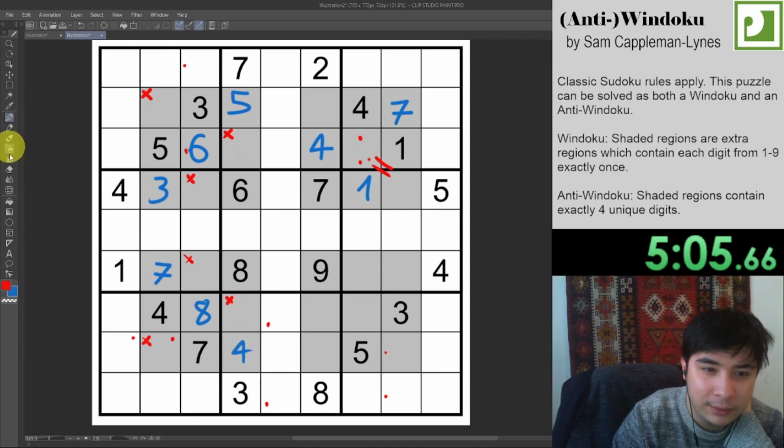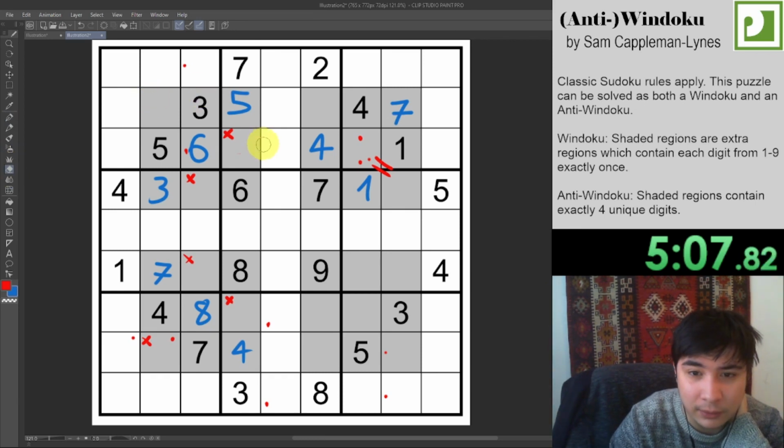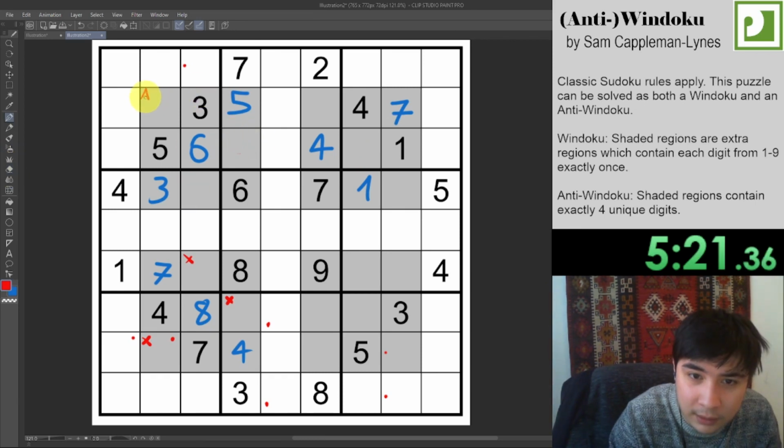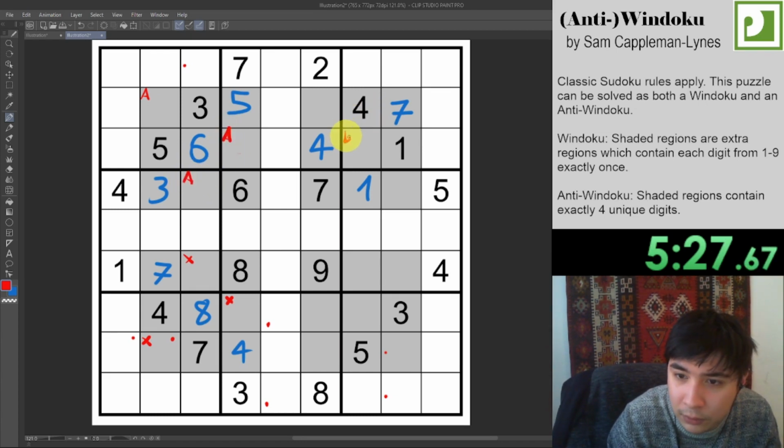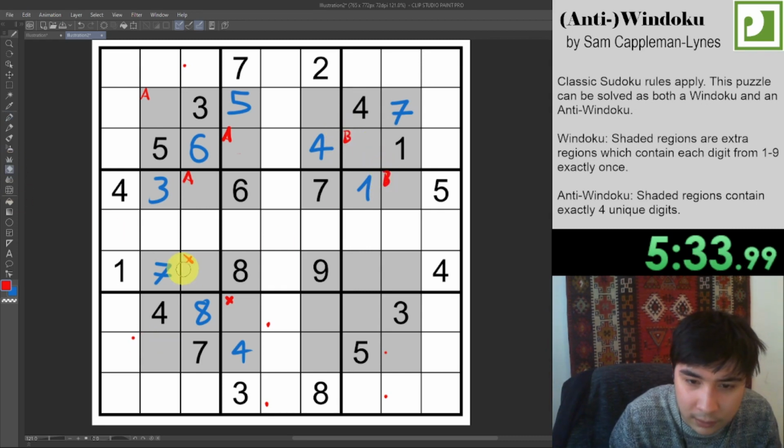Let me fix this real quick and make it a little bit less confusing. I'm gonna use letters instead. So this is going to be A. These two are going to be B. And down here, I'll instead mark these as C.